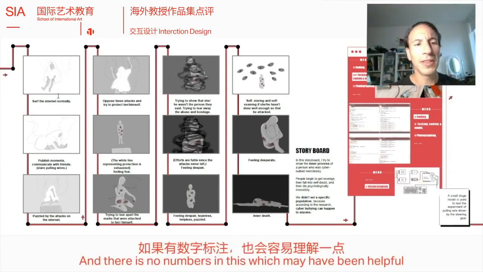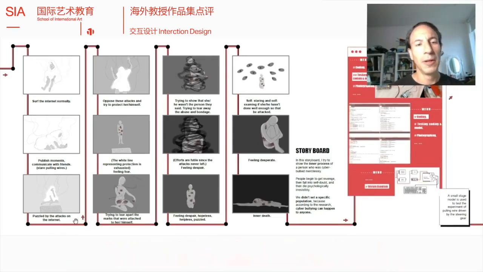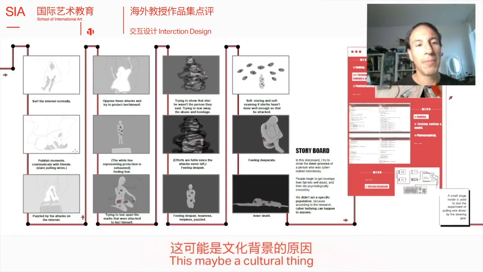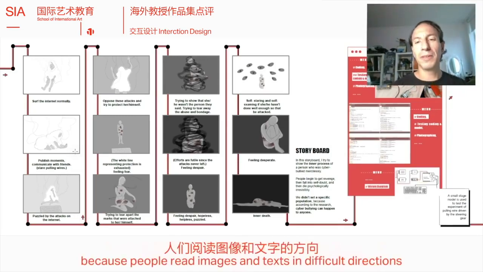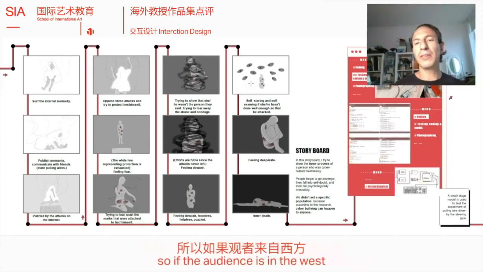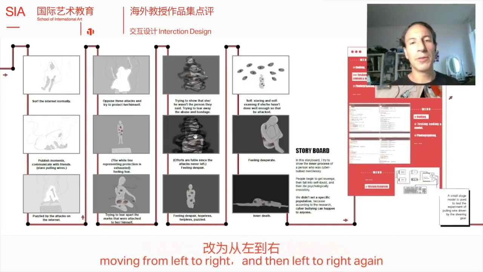And there's no numbers in this, which may have been helpful. Also, these little arrows are a nice touch to help us know which way we go, but still it's difficult to get a sense of what's happening here. This may be a cultural thing, because people read images and text in different directions depending on what culture they're from. But in the West, we tend to read from left to right. So if your audience is in the West, you might want to consider your storyboard moving from left to right and then left to right again.